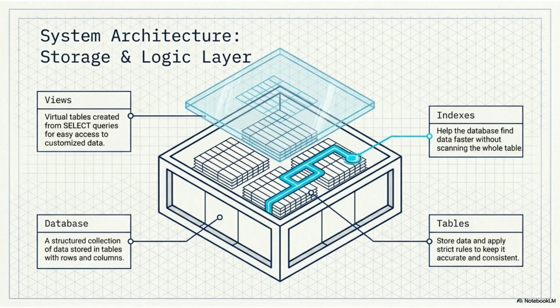The database architecture is built using several important components. At the center is the database, which stores data in tables made up of rows and columns. SQL can also create virtual tables called views that display customized data without duplicating the original information. To improve performance, databases use indexes. Instead of scanning every row, indexes help locate data much faster, making searches highly efficient.